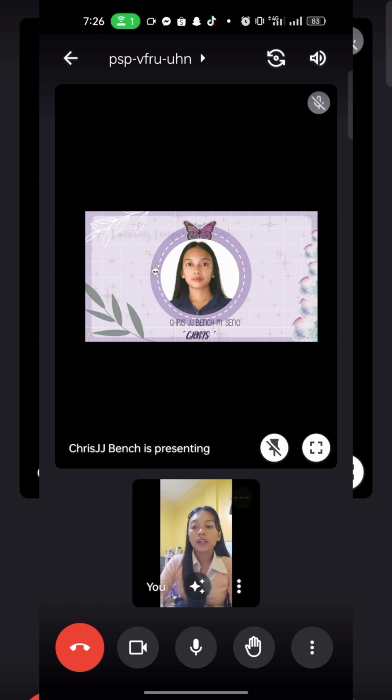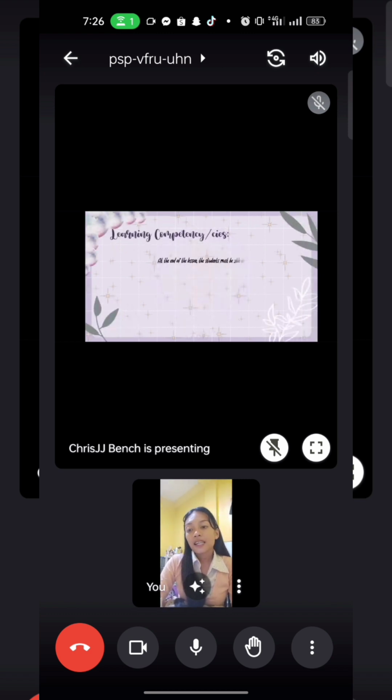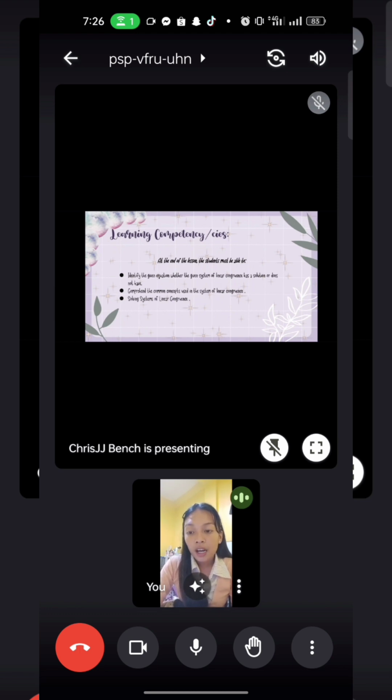Our learning competencies at the end of the lesson: the students must be able to identify whether the given system of linear congruence has a solution or does not have one, comprehend the common concepts used in the system of linear congruence, and solve systems of linear congruence.